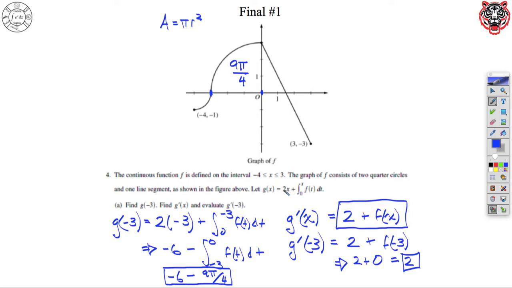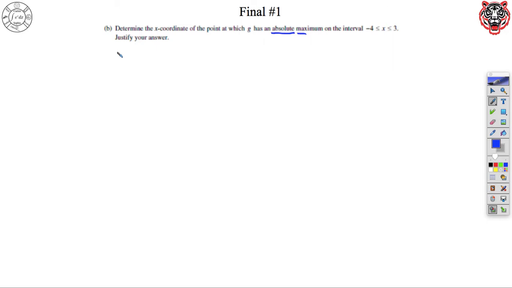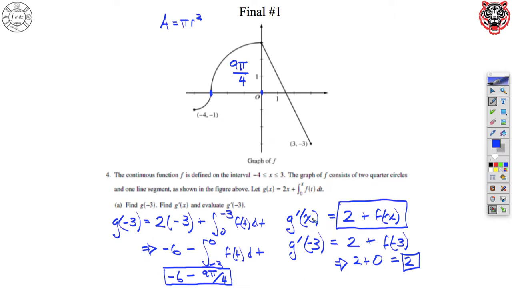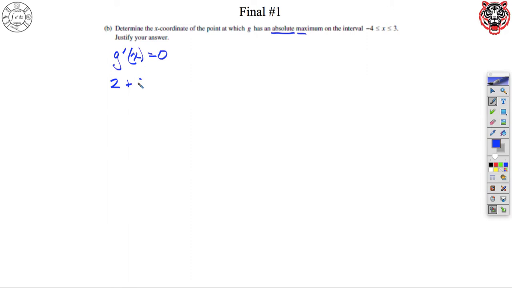So what we really need to do is just deal with g prime. G prime of x needs to be set equal to 0. But we already found g prime of x. G prime of x was the same thing we found in part A. G prime of x is 2 plus f of x. So 2 plus f of x needs to be set equal to 0, which is the same thing as saying f of x needs to be set equal to negative 2. F of x equals negative 2. Where does that happen? Where does that intersect our graph?